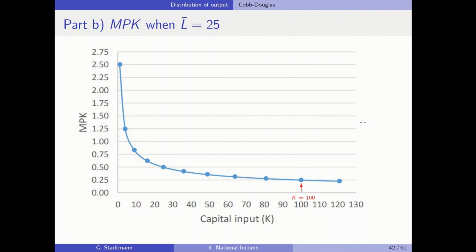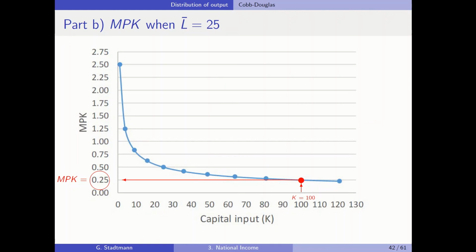So the marginal productivity of capital in equilibrium is equal to 0.25, so that the real rent will be equal to 0.25 in equilibrium. 0.25 times 100 is equal to 25. So 25 units of the output go to the factor capital.